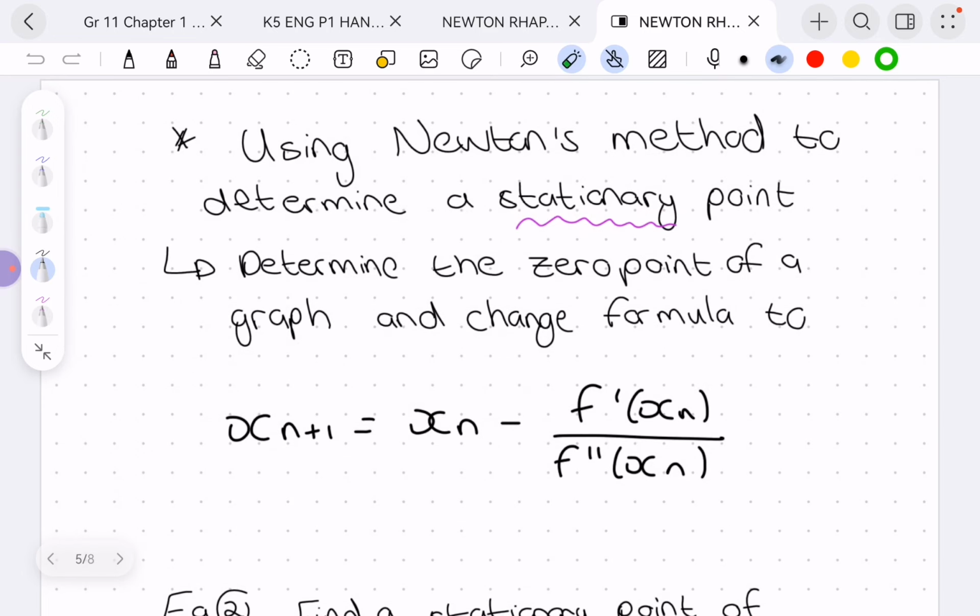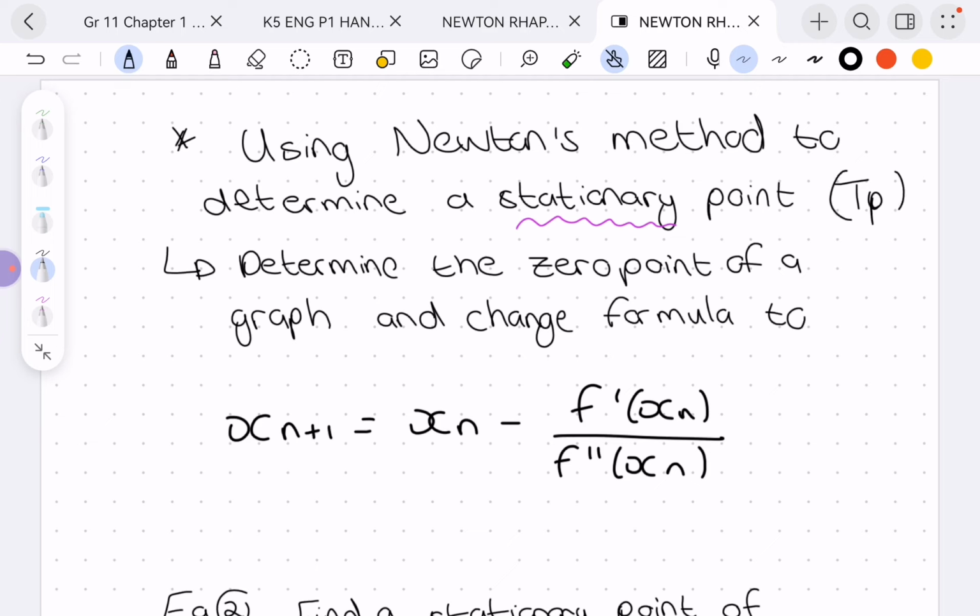We can also use Newton's method to determine a stationary point. What is a stationary point? We said it is a turning point. A stationary point is going to be a turning point.